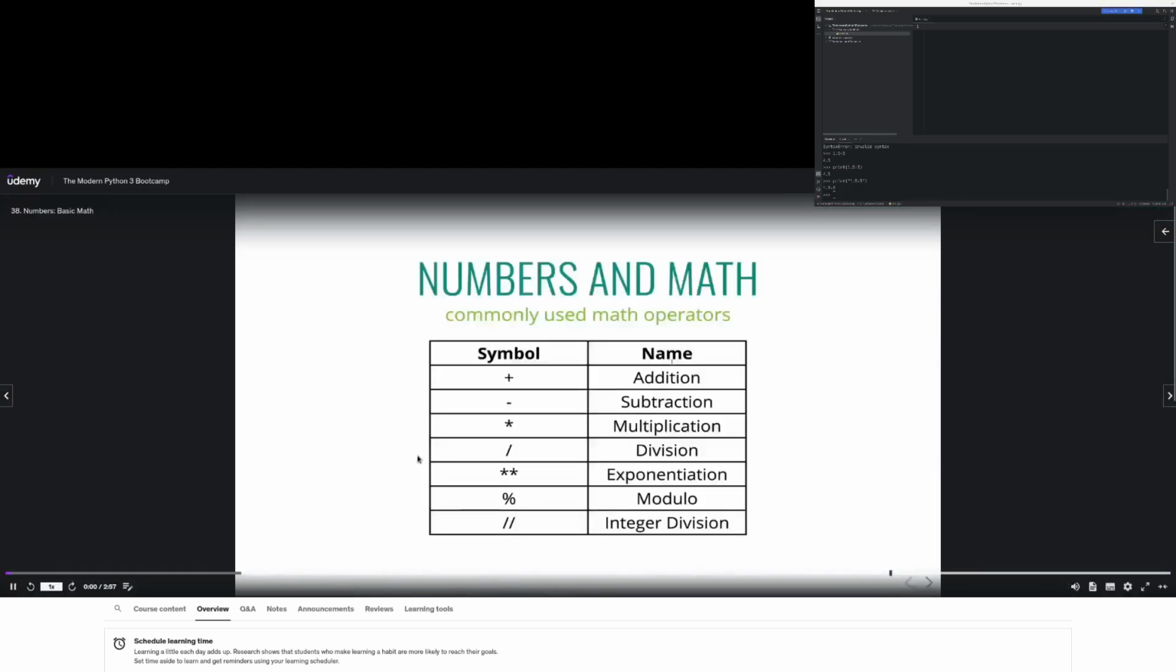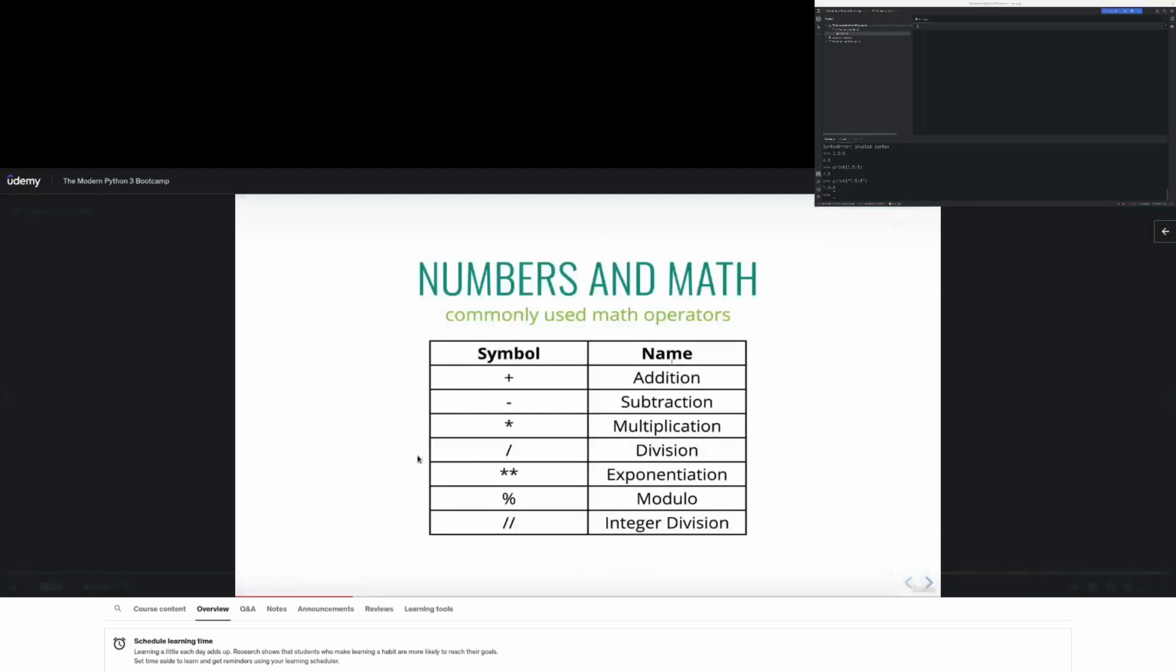Welcome back. We're almost done with the math section. In this video, we're going to discuss some of the common important operators that we have in Python. So here's a simple table. On the left side is the symbol that you'll use in Python, things you're probably familiar with, at least plus and minus, and most likely the star and the slash for division. And then over here is the name of the operator.